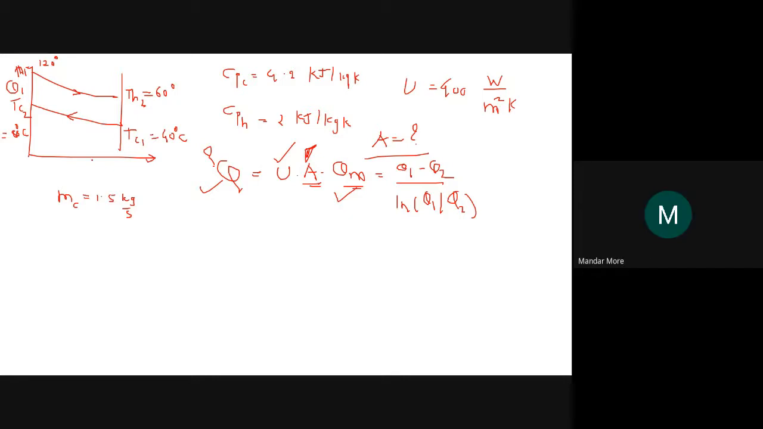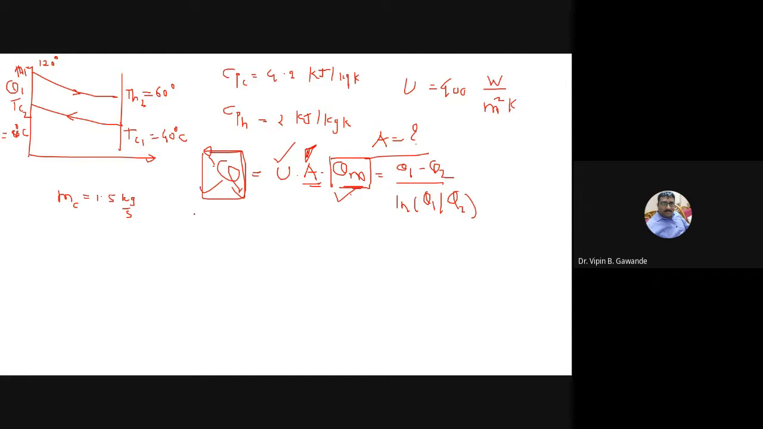Theta m we will get from here: theta 1 is 120 minus 80, and theta 2 is 60 minus 40. So this we can calculate. So after calculating this theta m, the second parameter is q. We have to calculate q.